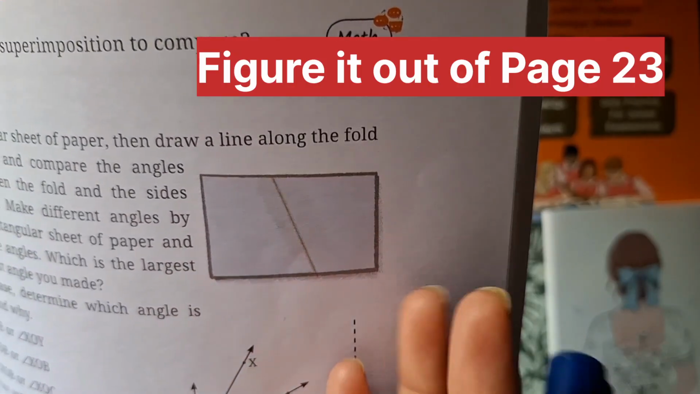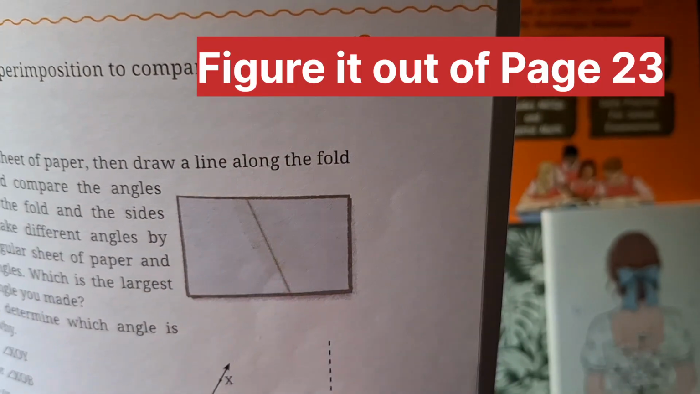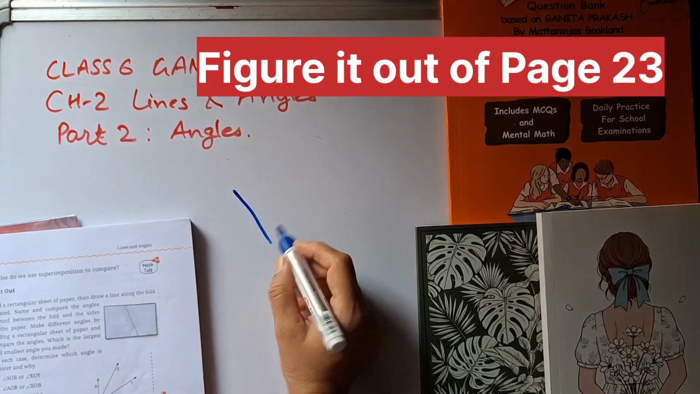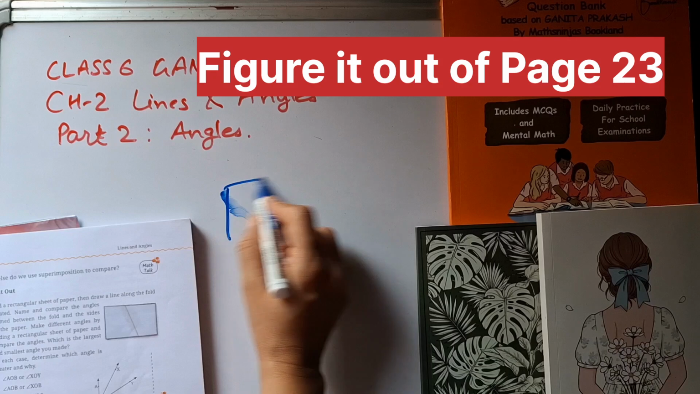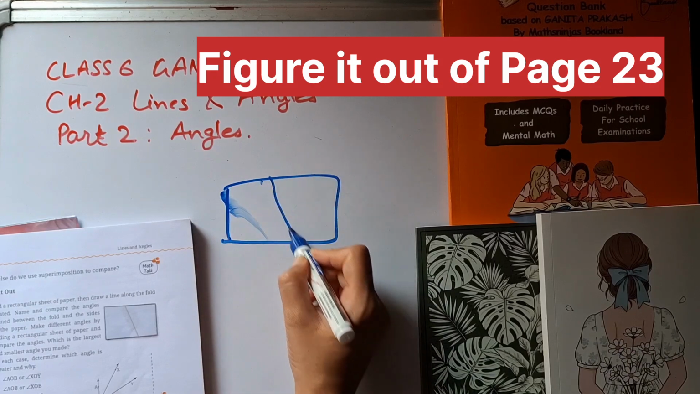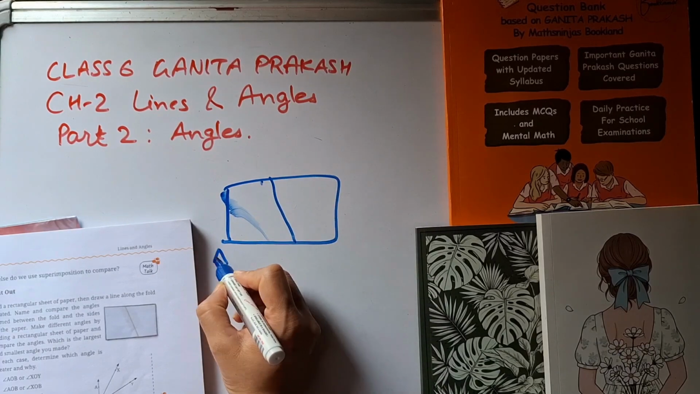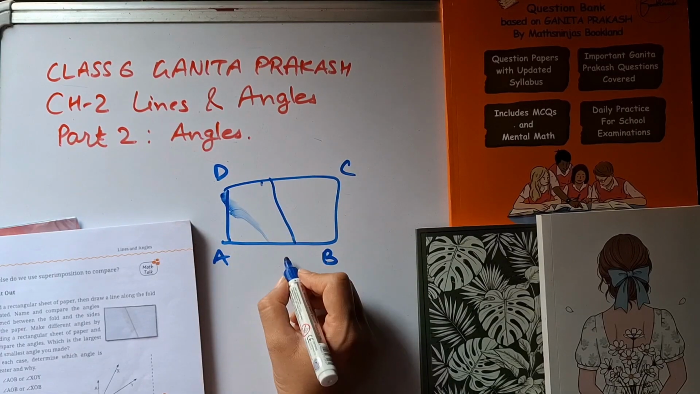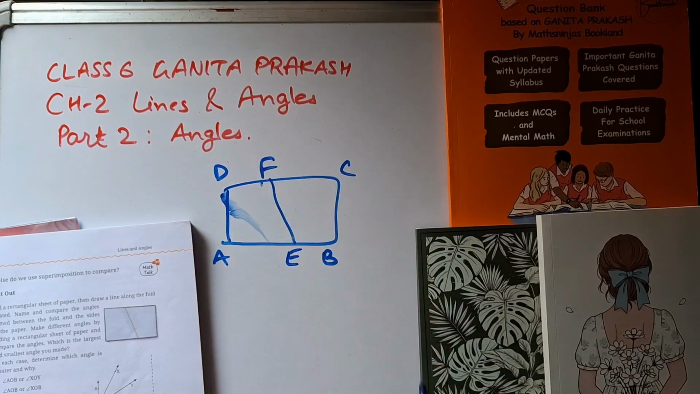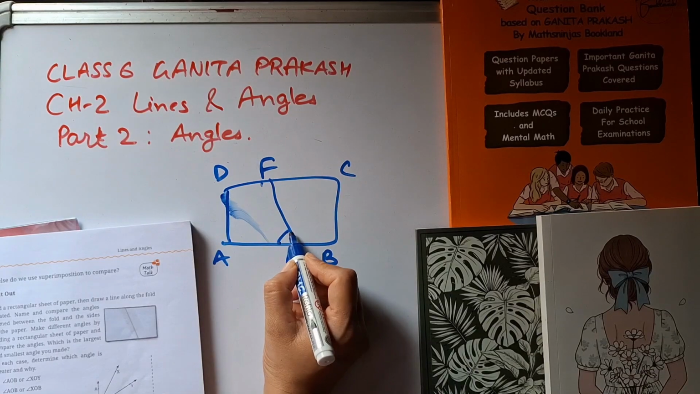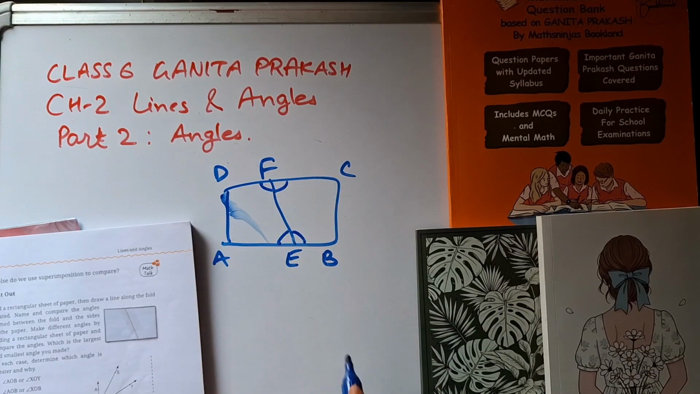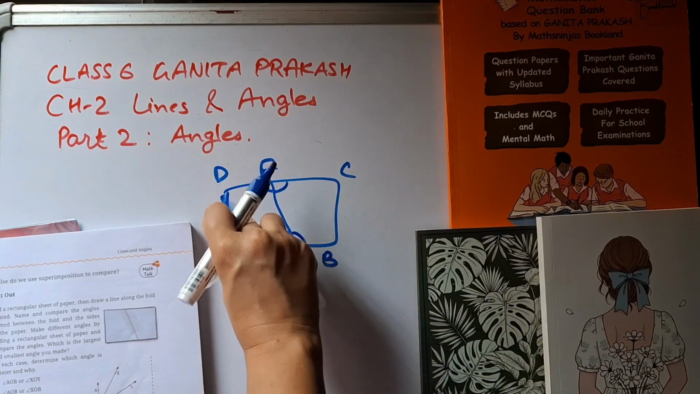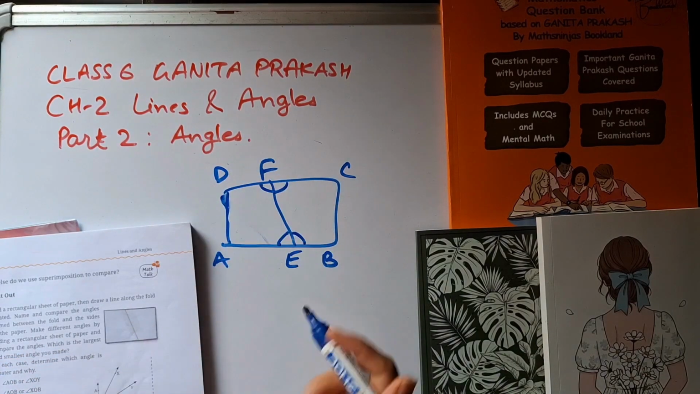Make different angles by folding differently. How can we name it? Say this is the rectangle, you have to name it A, B, C, D, or name it anything. This is the rectangle ABCD, and then you can take the fold as EF. Then you have to talk about these 4 angles. I already told you how to name them.